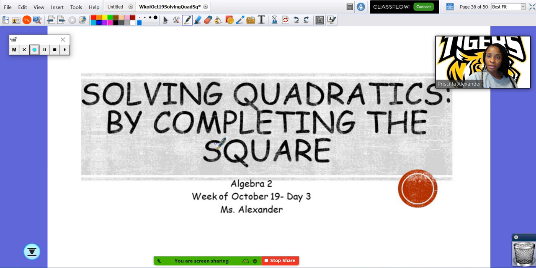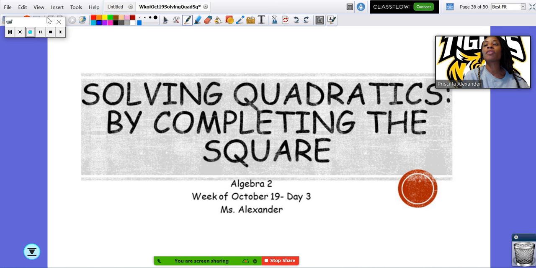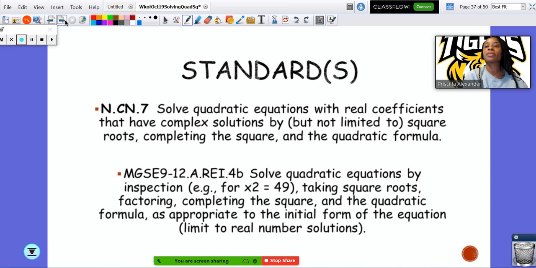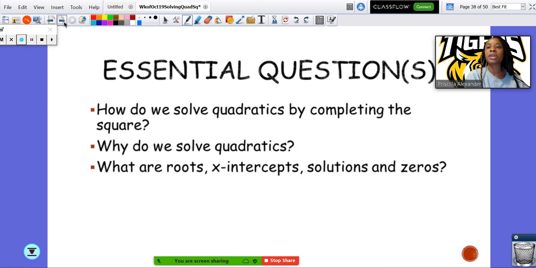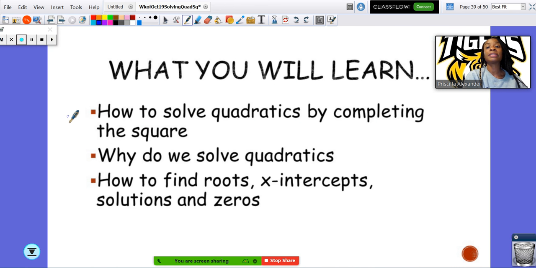Okay, babes. So, now we're going to talk about how to solve quadratics by the completing the square method. We're going to solve quadratics by completing the square. And here are our standards. So we're still going to work with where we have real solutions and where we have complex solutions. But we're going to focus in on completing the square. So what you're going to learn is how to solve quadratics by completing the square.